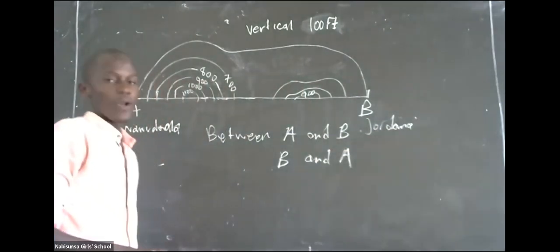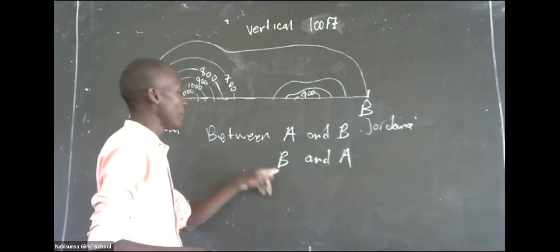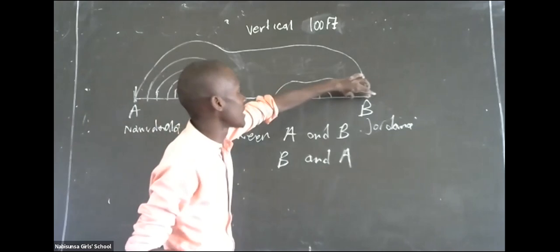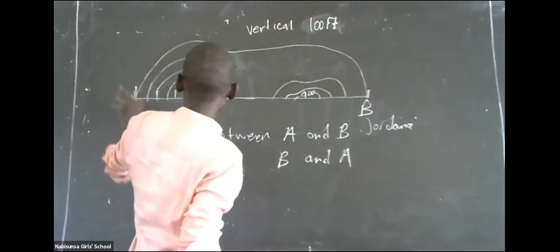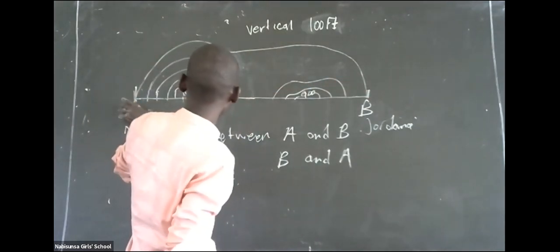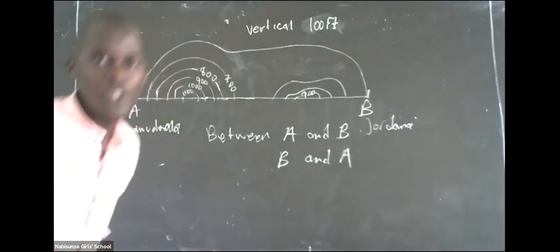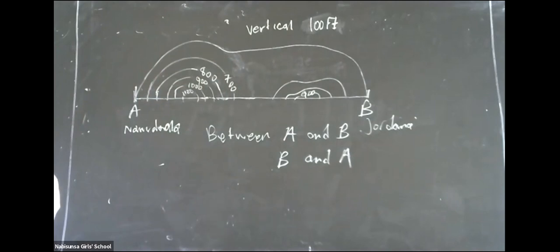Are you getting it? When they say cross section between B and A, now I have to turn this paper. B becomes my first point, then A. You try to fold your paper. You will know when I say from B to A. Then what you have to do is make sure that B is on the left when they say between B and A. Am I clear?